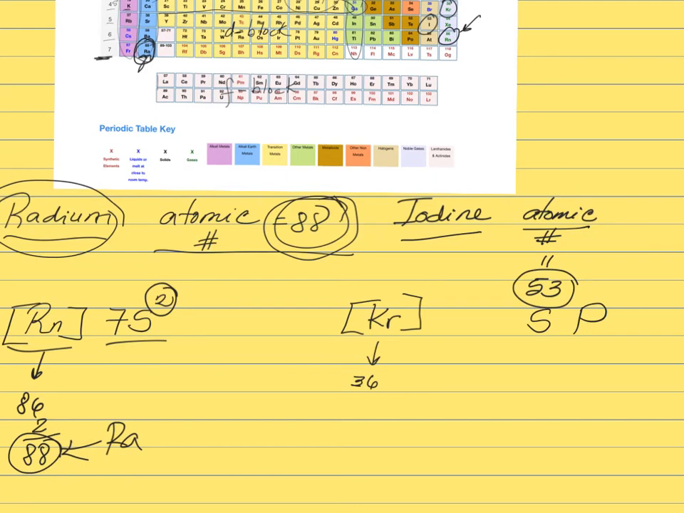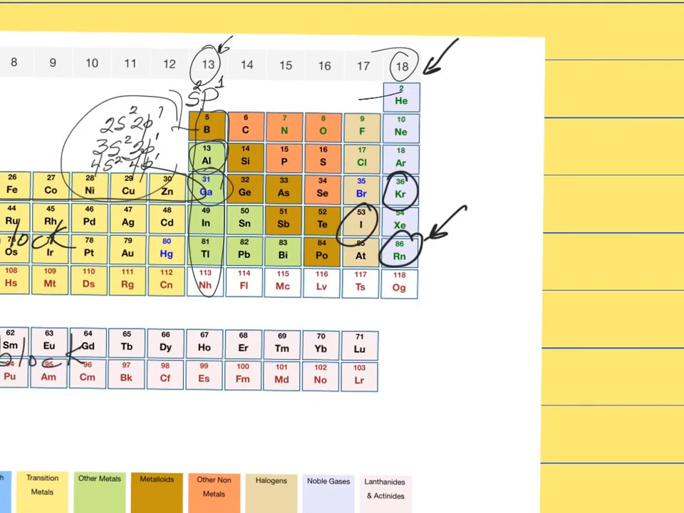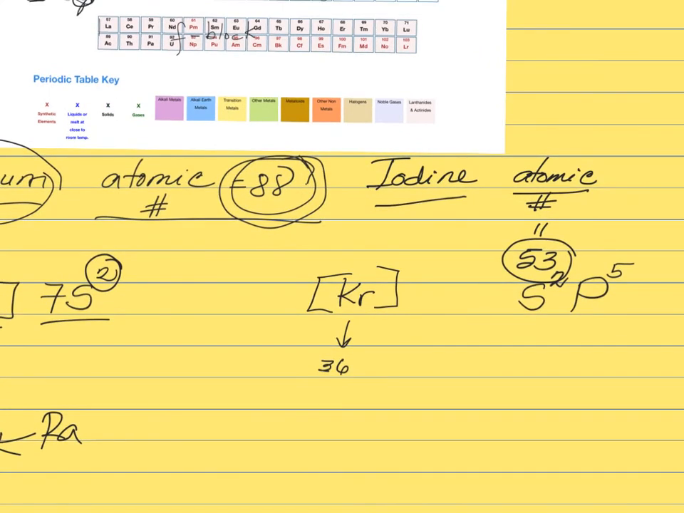Since it's located in group 17, 2 in my s orbital, 5 in my p orbital, and the number that goes in front of the letter is the period number. So you go over here, 1, 2, 3, 4, 5. You're going to put the 5 in front of the s and the p. And then you're going to check: 36 electrons that I have in krypton plus 7 total over there, or 43. And the atomic number for iodine is 53.